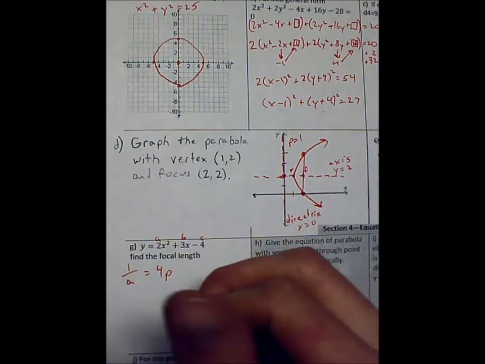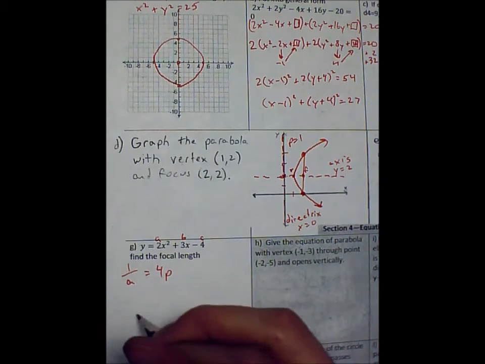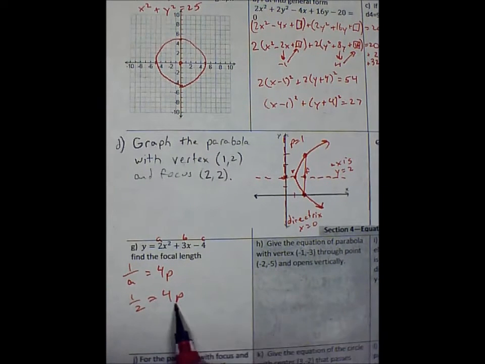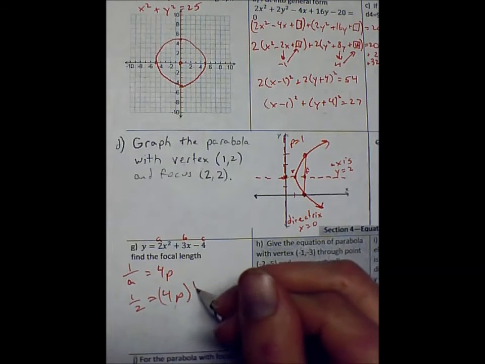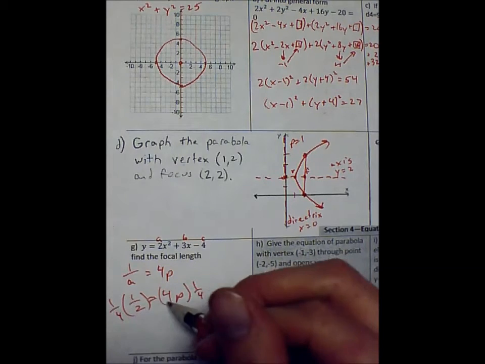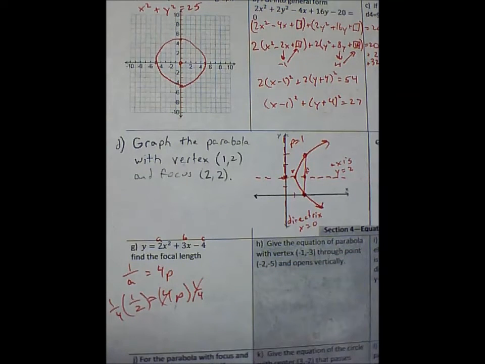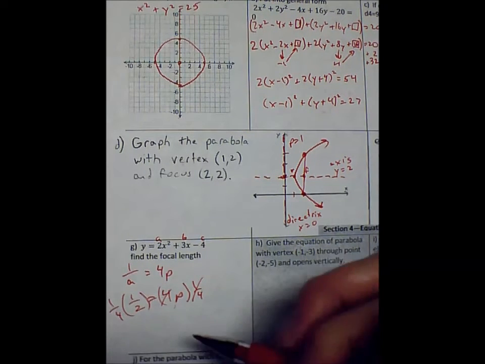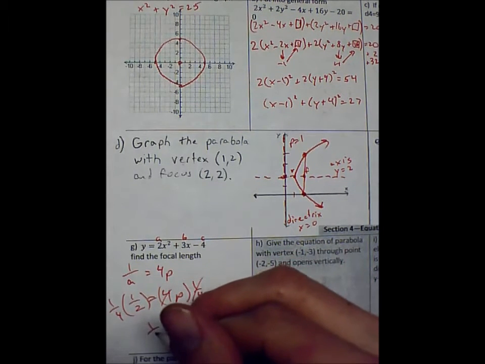So to get the focal length, we're going to plug in 2 for A. So 1 over 2 equals 4p. Now, to solve for p, we need to divide by 4. But an equivalent but more useful way to do that would be to multiply by 1/4. That still cancels out the 4, but that makes it easier to deal with this side. So 1/2 times 1/4 would be 1/8, and that's p.